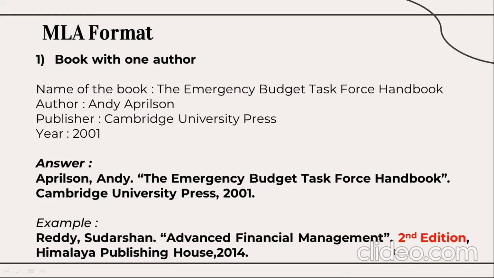Now suppose there may be some extra information like this is a second edition, so we'll write here second edition, comma, it's published by Himalaya Publishing House. So the publisher is Himalaya Publishing House, in which year, comma, 2014, full stop. So like this you need to write the information. If you are citing the information from any of the books and you want to acknowledge the author as well as the book, you need to give the detail in this format.